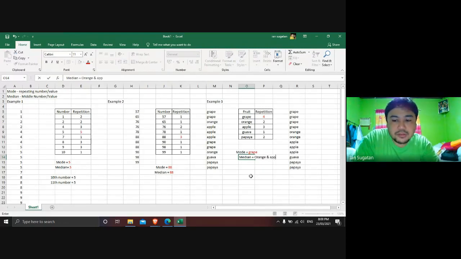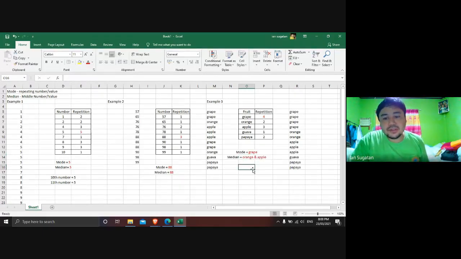Small letter dapat. Okay, guys. So, ang mode naman. Okay, do you get the idea? So, this one, naglain siya. Hindi na siya grape ang median dyan niya, pero orange and apple. Kay duha. So, this one na.